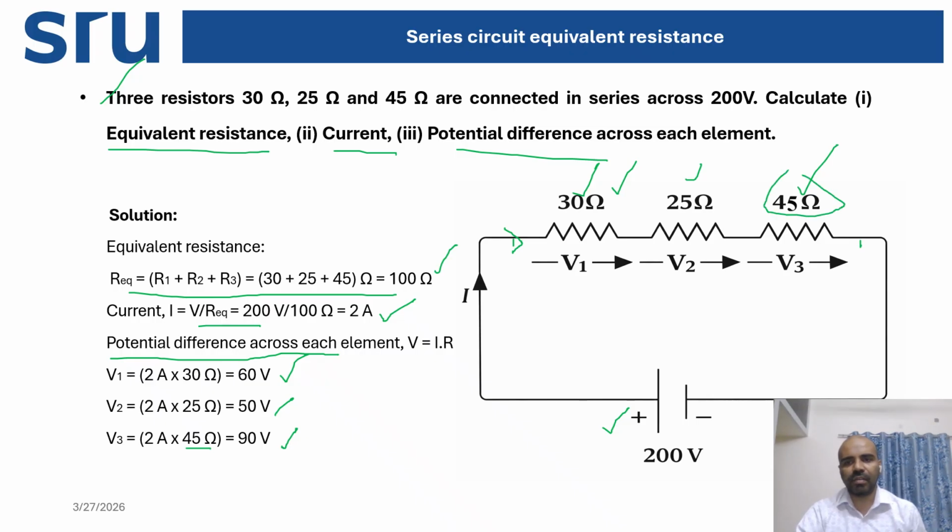this 45 ohm resistor. So now if you add these three voltage drops, that is 90 plus 50 plus 60, you will get 200 volt, which is equal to the supply voltage. So the sum of the voltage drops across each resistor is equal to the supply voltage. So here voltage is additive in nature. This is one of the unique properties of a series circuit.